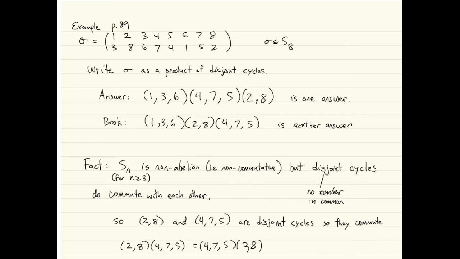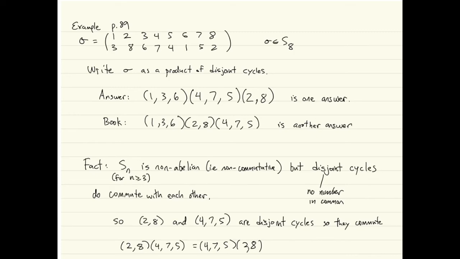Okay, let's do another example of expressing an element of sigma in cycle notation. This one will be an example where there actually will appear disjoint cycles, or more than one cycle in the answer, unlike the first example that I did. So sigma is this element here. This is different from the first example. Again, the question is, write sigma as a product of disjoint cycles. Disjoint means no number appearing in more than one cycle.